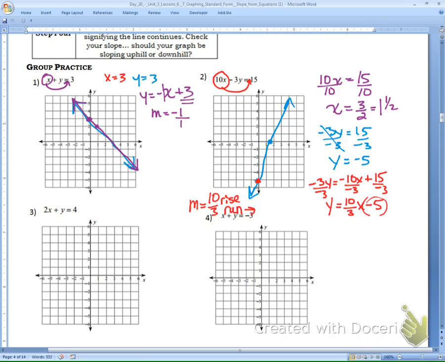So we go up 10, 1, 2, 3, 4, 5, 6, 7, 8, 9, 10. That puts me at positive 5. And to the right 3, 1, 2, 3 actually puts me right here. And because my line isn't that straight, that's the reason why my blue line's not really going where it's supposed to be. But it is supposed to be the same line. Straighten up my blue line there so that it looks like it's the same line.